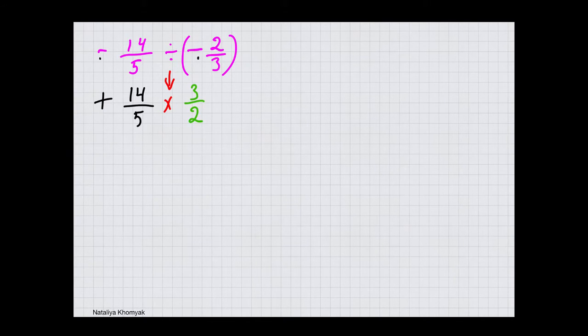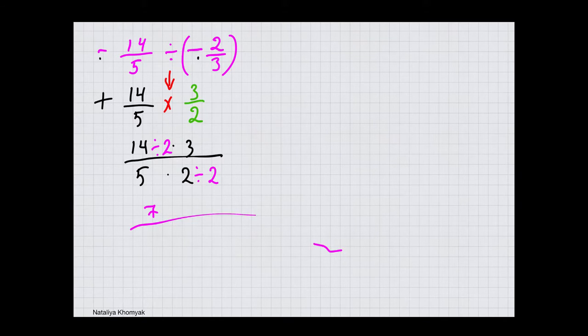And now it's just a multiplication problem. So we have 14 times 3 out of 5 times 2. And we can simplify before multiplying. So even numbers can always be reduced by 2. And 14 divided by 2, 7. 2 divided by 2, 1. 3 and 5 remain unchanged. And this becomes 7 times 3, 21, out of 5 times 1, 5.